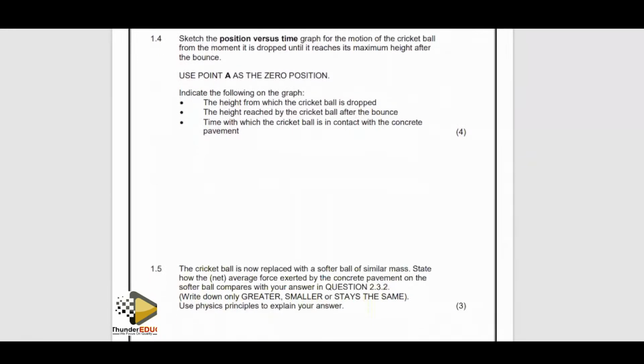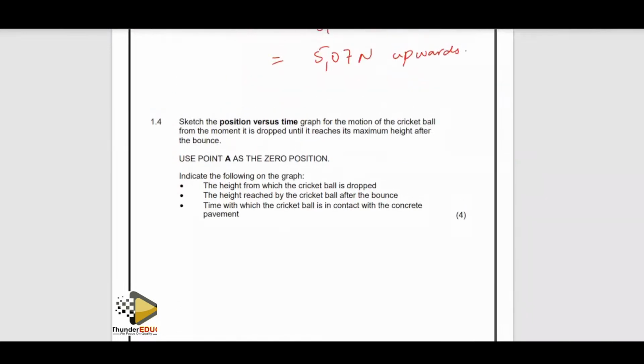And then 1.4, they want us to sketch a position time graph. Now guys, we have different types of graphs when it comes to projectile motion. We have the position time graph, the velocity time graph, and the acceleration versus time graph. We need to know how all of these look. If it's a position graph, in most cases it will take the form of a curve, and for a velocity time graph, we normally use straight lines.